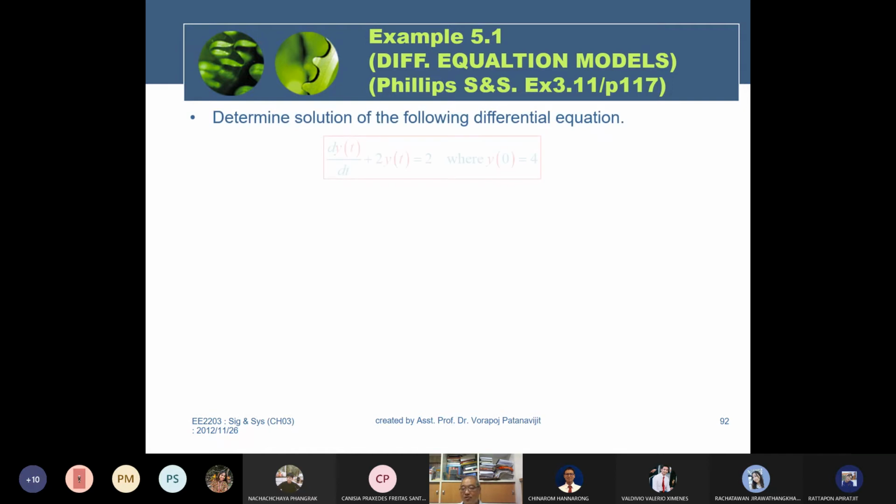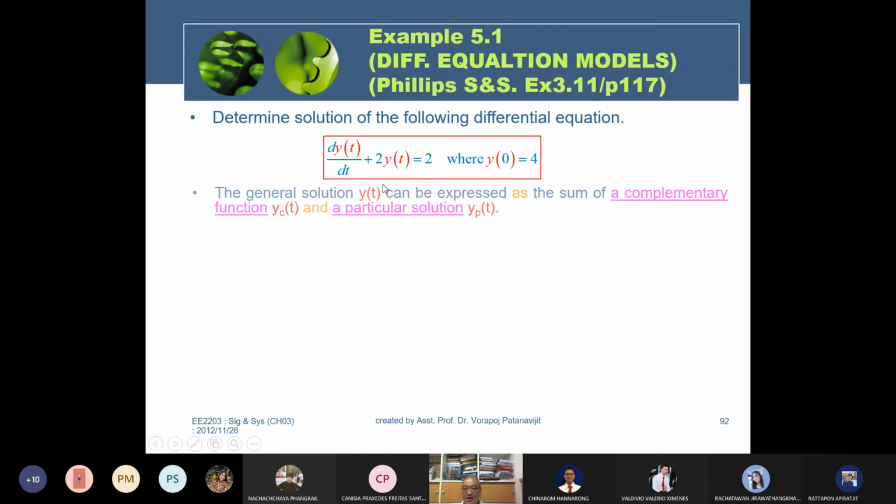In order to make you fully understand, I will give you an example first. We start with a simple example, and the next one is a little more complicated. Here, you can see that this case is a first order differential equation. y(0) equal to 4 is the initial condition that we will use to determine C. The first step is that the general solution y(t) can be expressed as the sum of the complementary function and a particular solution.